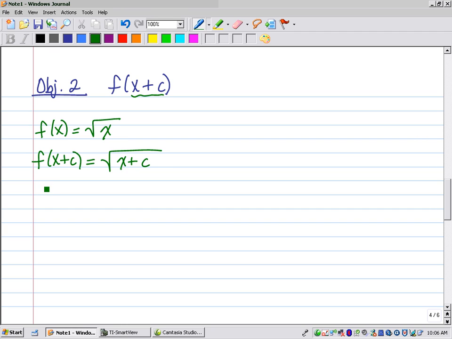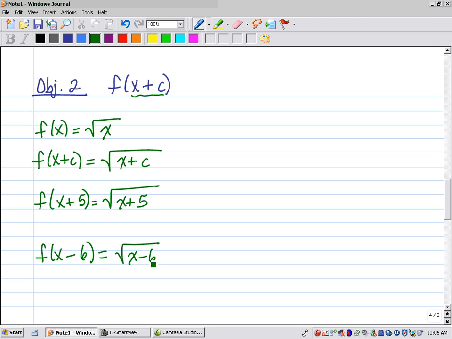And we'll see that. Let's take a look at what happens if we have f of x plus 5, for instance. So f of x plus 5 would mean to do the square root of x plus 5. What if we have f of x minus 6? That would be the square root of x minus 6. So let's go to the calculator and see what these changes have on the original function.